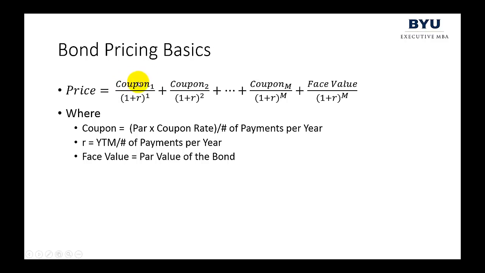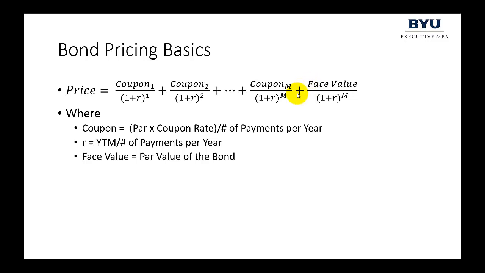Map out the cash flows, so you're going to have your first coupon payment, your second coupon payment, up until maturity, so I'm just using capital M to represent maturity. At maturity, you'll get your last coupon payment. You'll also get the face value of the bond. Then we're just going to use the cornerstone formula to find the present value of each one of these future cash flows using the yield to maturity as our annualized stated rate.